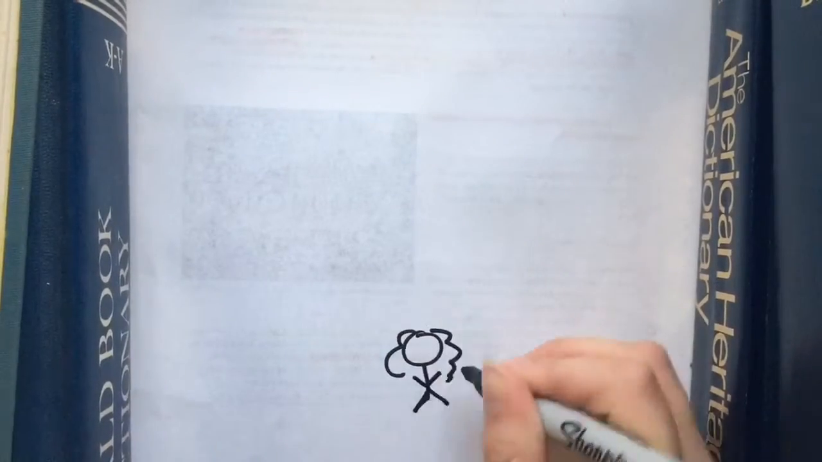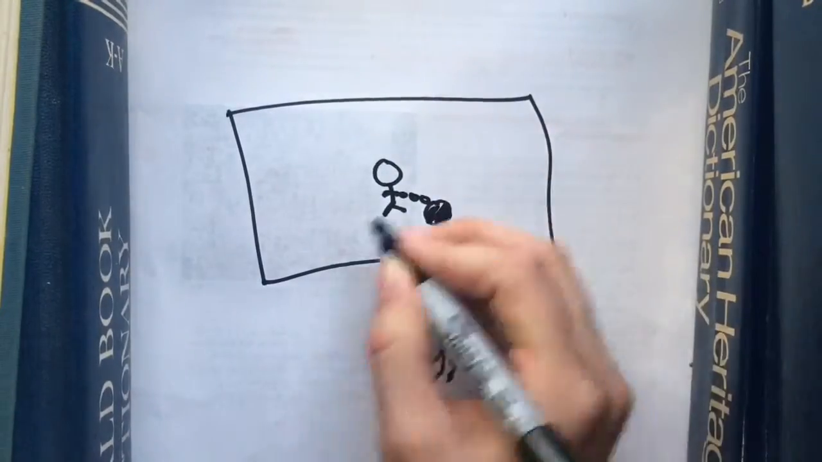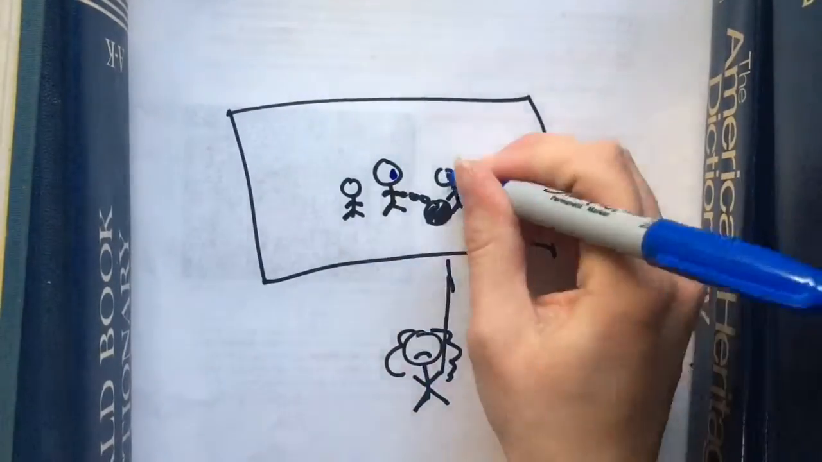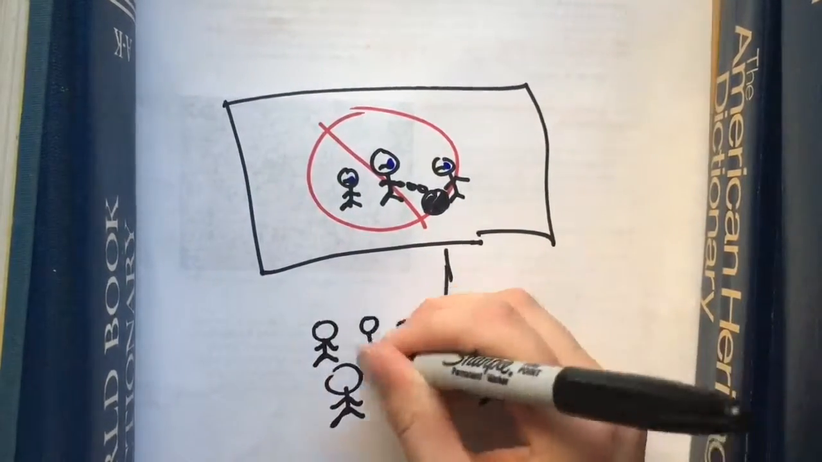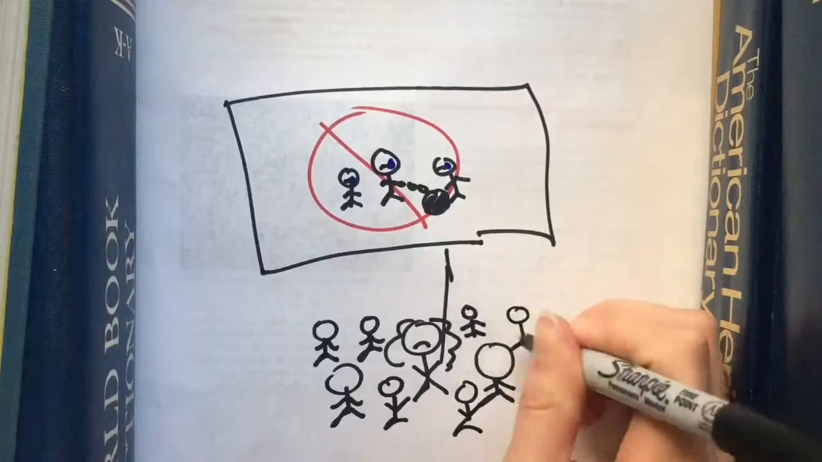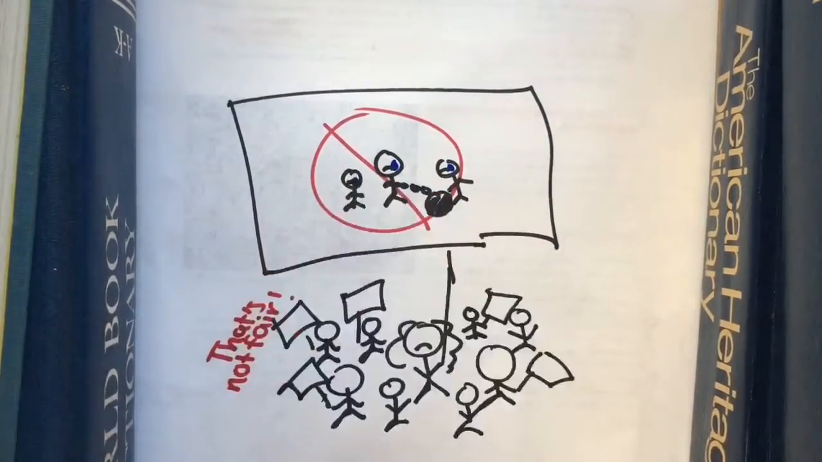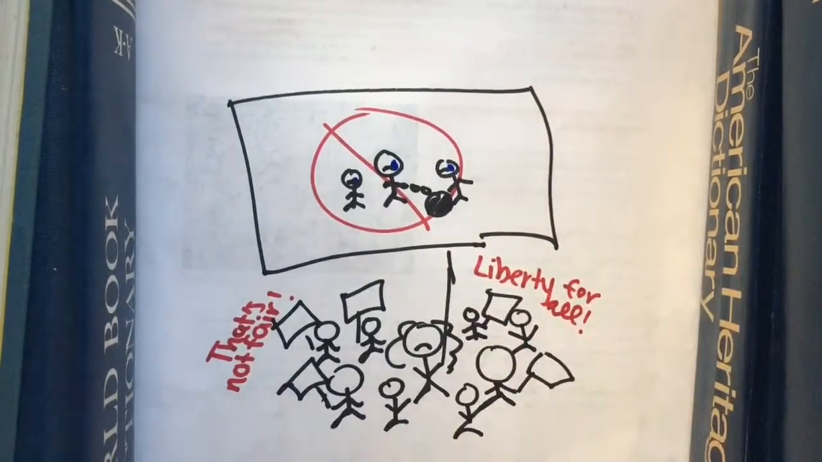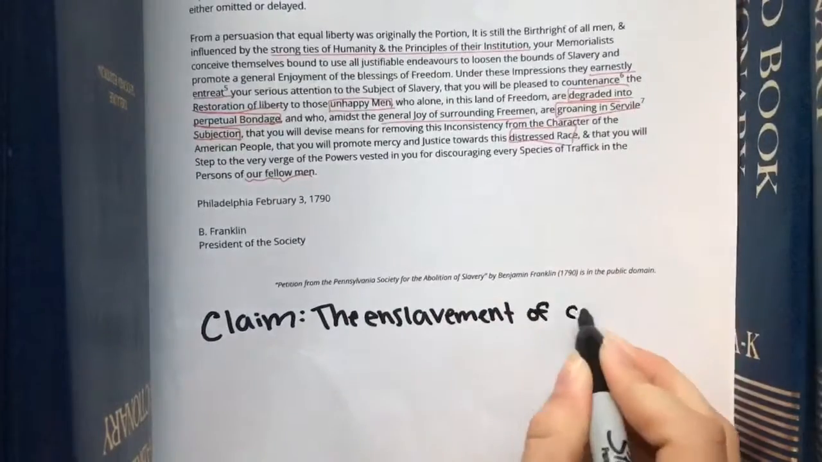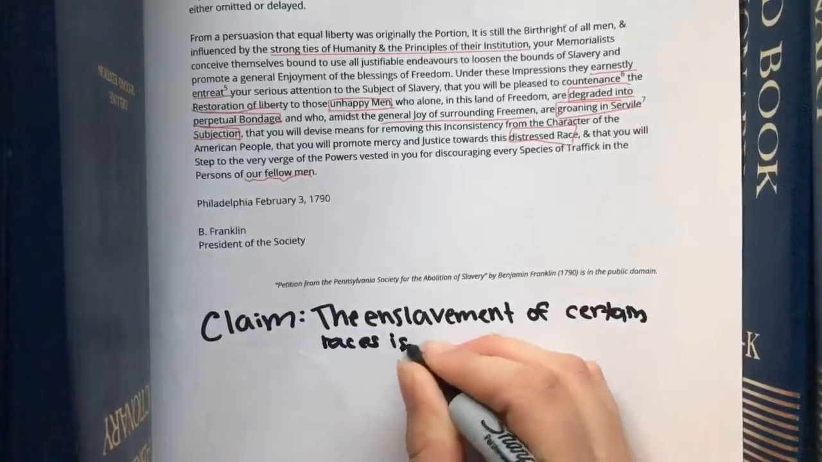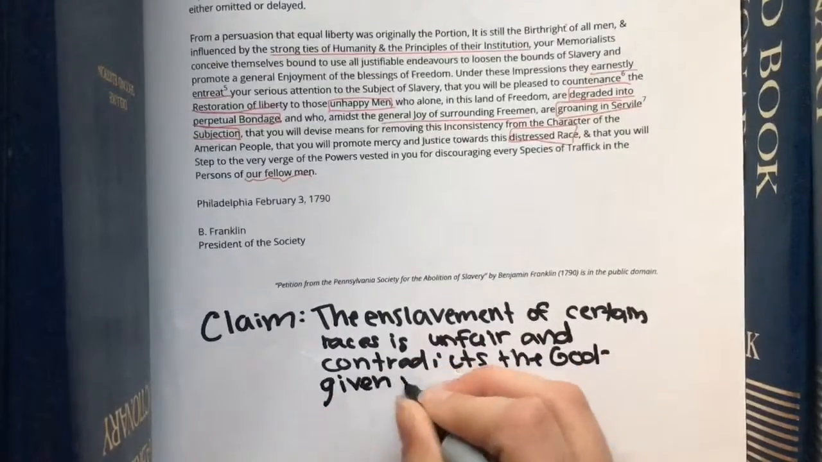In summary, the text talks about how Franklin believes that it is not right, based on the principles of liberty, that Africans and African Americans be enslaved and suffer. He also touches upon how several groups of people have come to believe this, and that it is unfair that white men be free, but black men and women be enslaved. This is where we get our claim. Ben Franklin's position on the topic of the enslavement of certain races is that it is unfair and contradicts the God-given right to be free and equal.